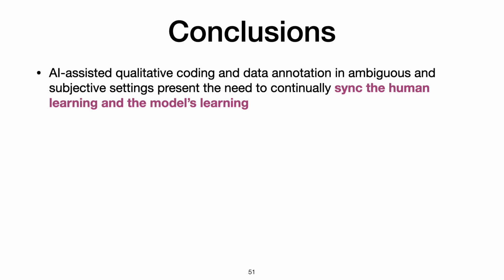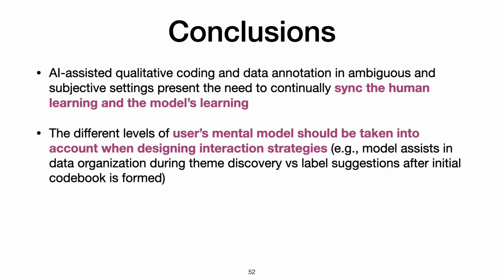In conclusion, AI-assisted qualitative coding and data annotation in ambiguous and subjective settings present the need to continuously sync the human's learning and the model's learning. The different levels of users' mental models should be taken into account when designing interaction strategies. For example, the model assists better in data organization during theme discovery, versus the model assisting by providing label suggestions after the initial codebook has been formed.